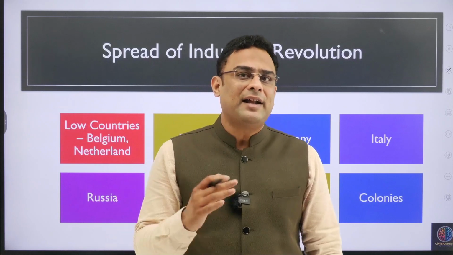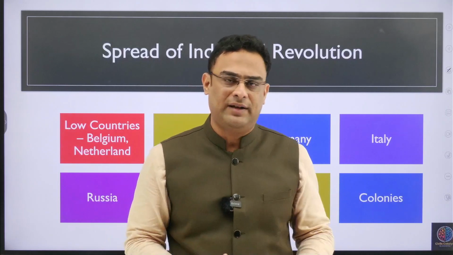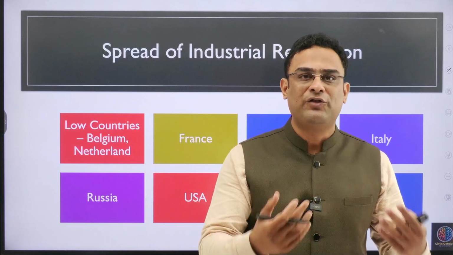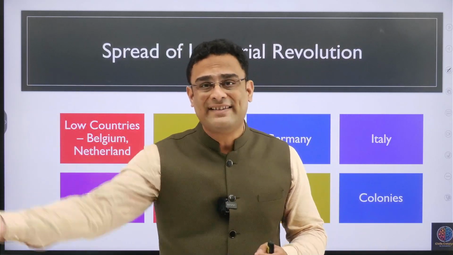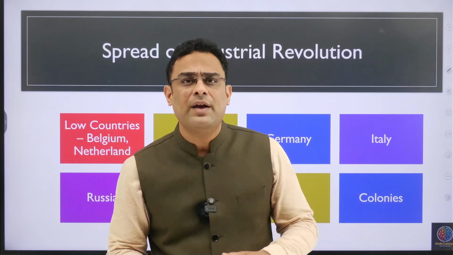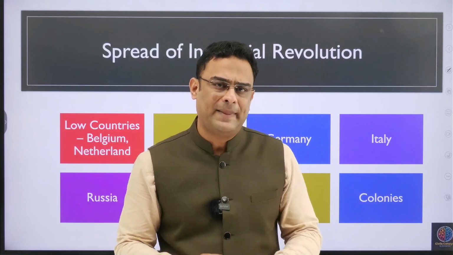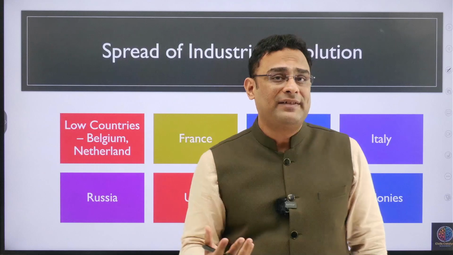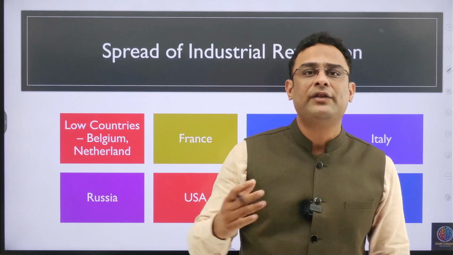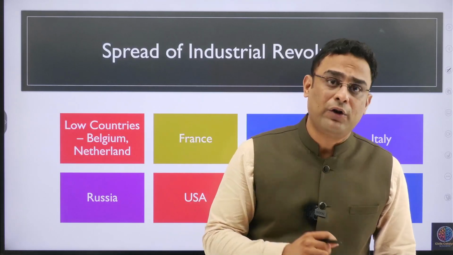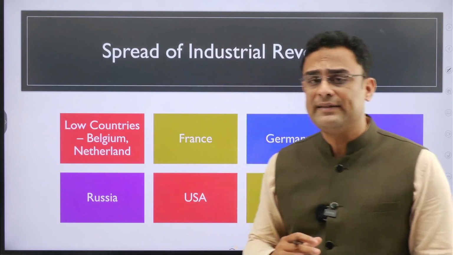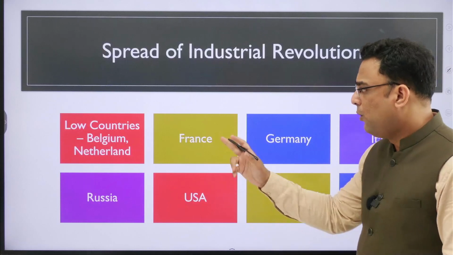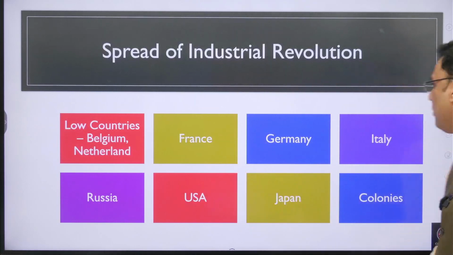Initially, Britain tried to keep all of these things secret. It did not allow the machines to be exported. It did not allow people who had the know-how to go and set up factories in other countries. But how long could it hold back? Ultimately, the developments that had taken place in Britain slowly spread to other parts of Europe and then to other countries also. Now, the first in this context were what are called the low countries.